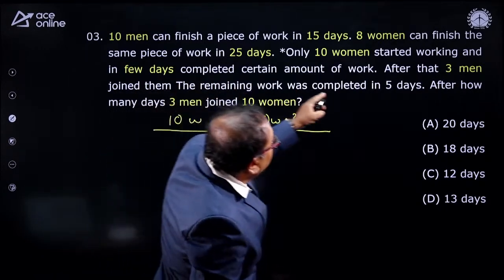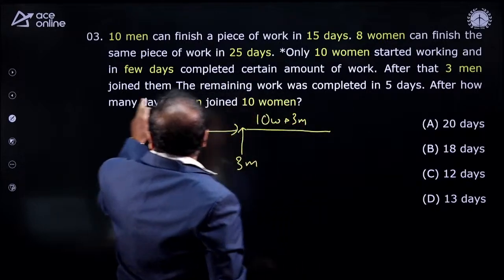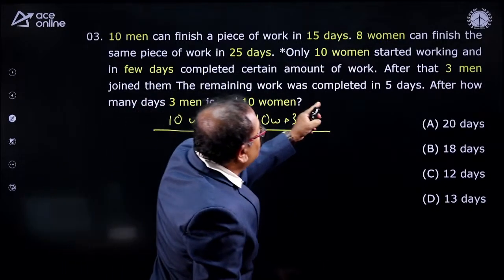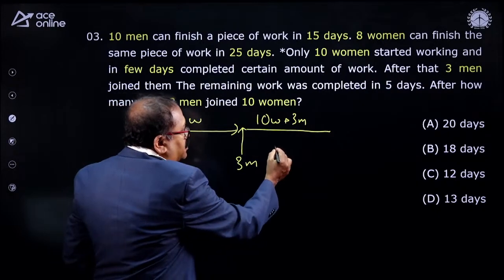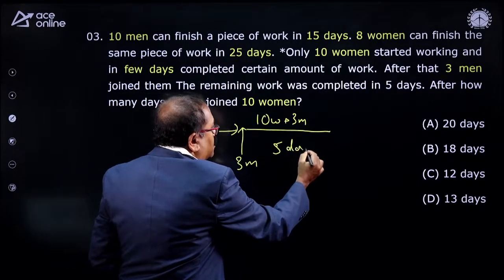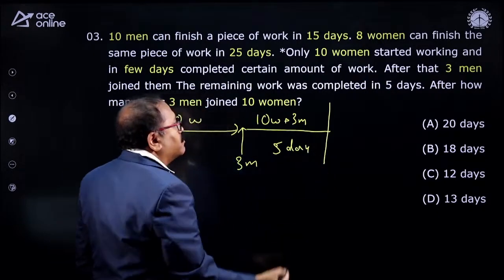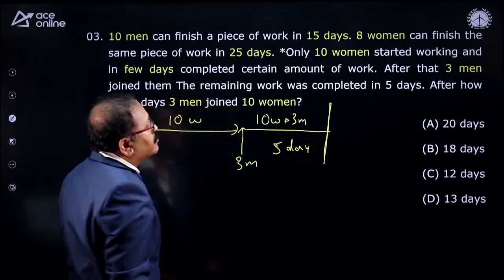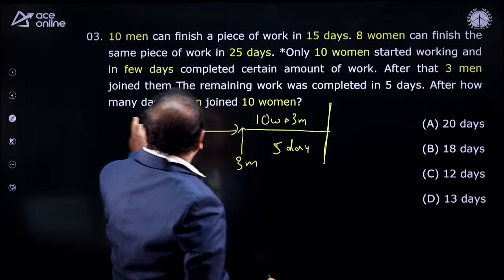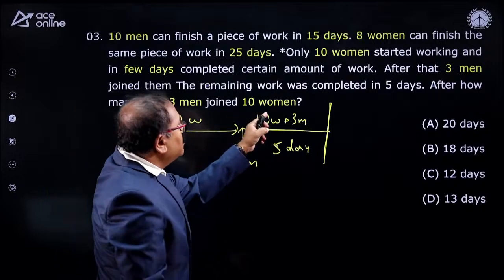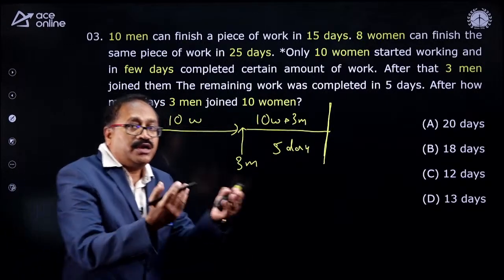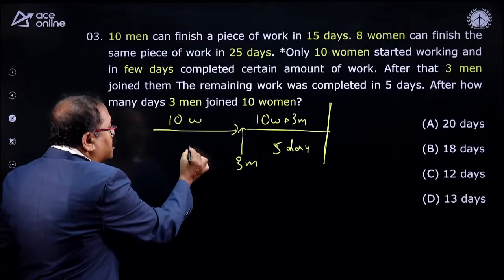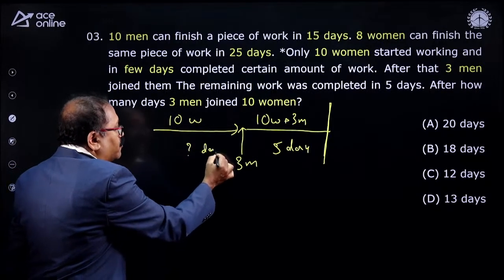Now, 3 men joined them. The remaining work was completed in 5 days. This remaining part is completed in 5 days. Here the work is completed. Now the question is, after how many days did 3 men join the 10 women? This is the number of days I need to find out.